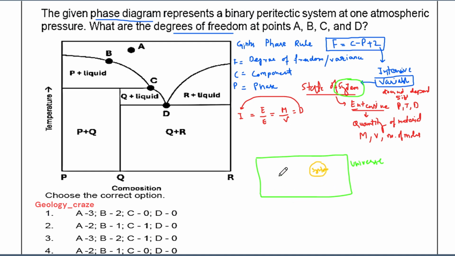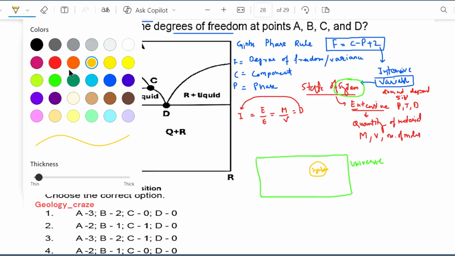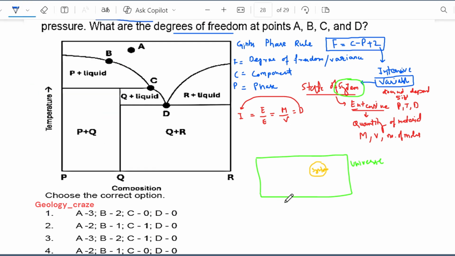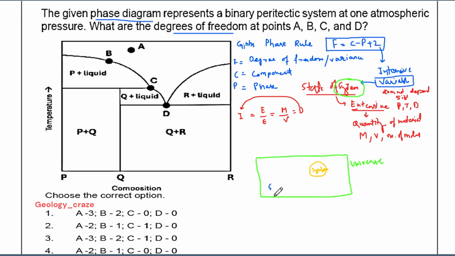And this outer part, that surrounding part, we call the surrounding. This is the system, and this is our surrounding. So system means the study of a part of the universe. There is one more term: the surrounding is also a part of the universe that surrounds our system.